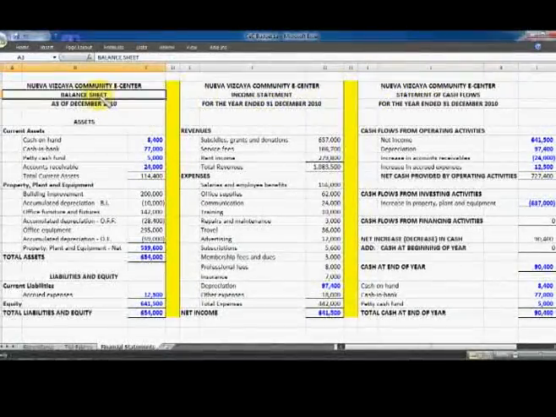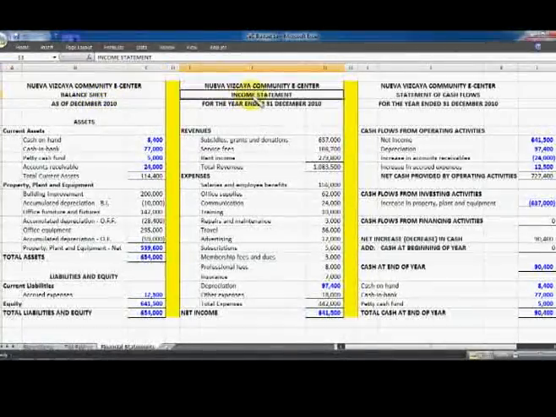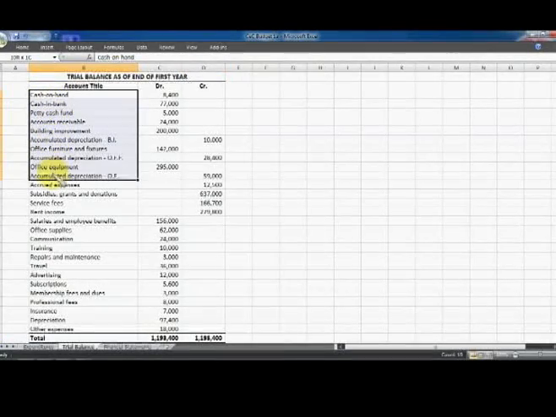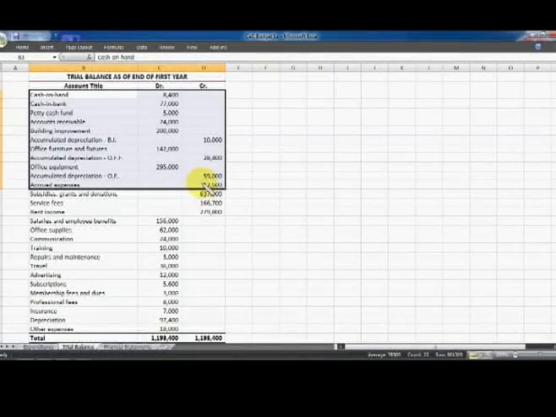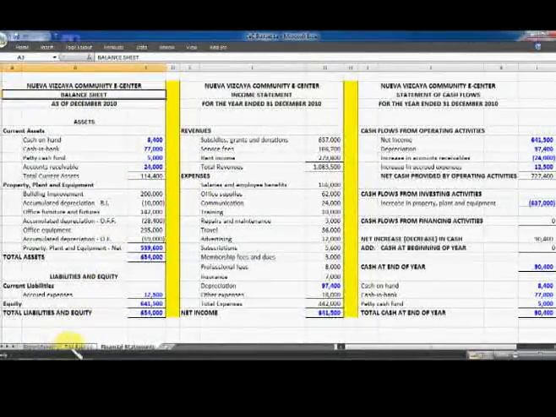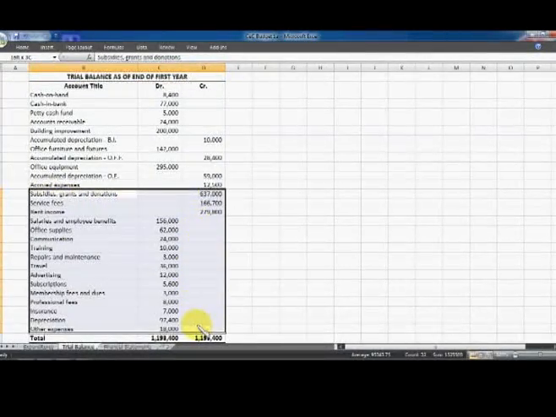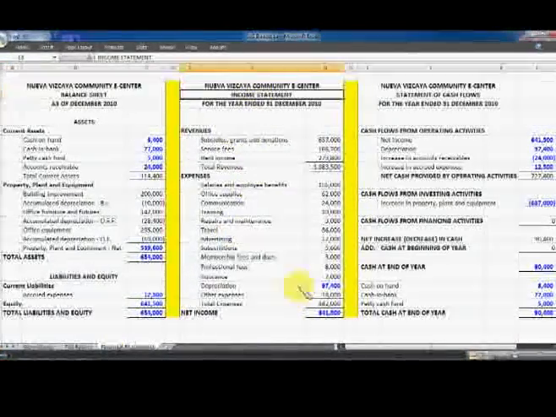The amounts that we use in the preparation of a balance sheet and income statement are basically derived from the trial balance. For instance, all the amounts here from cash on hand to accrued expenses are used in the preparation of the balance sheet. And the amounts from subsidies, grants, and donations up to other expenses are used in the preparation of the income statement.